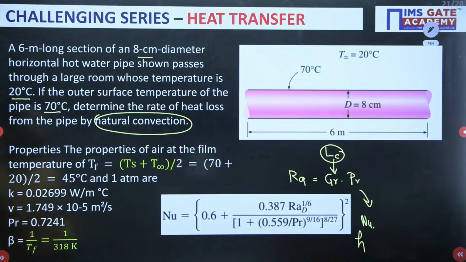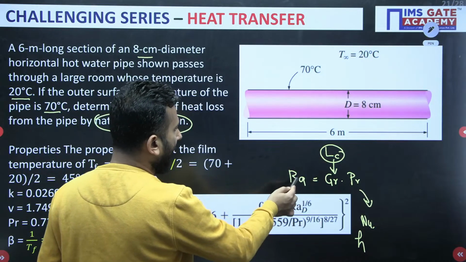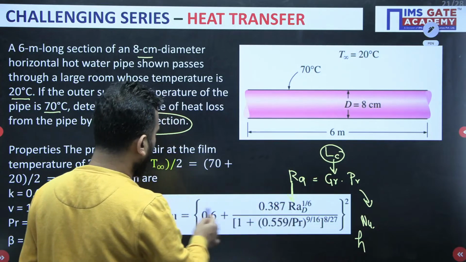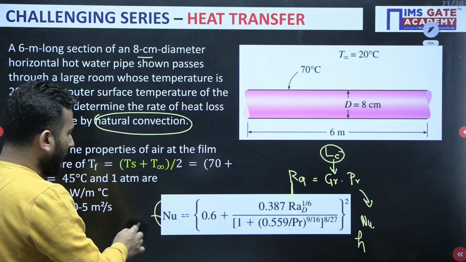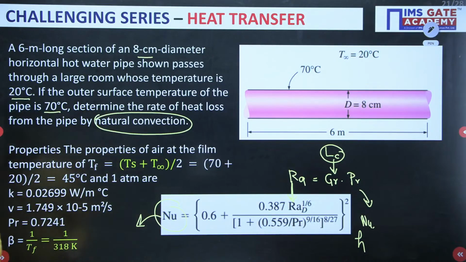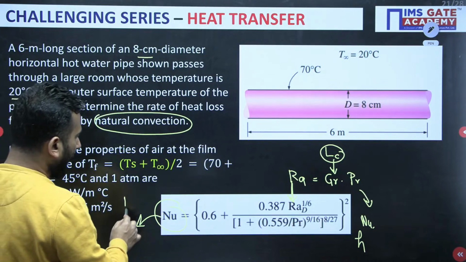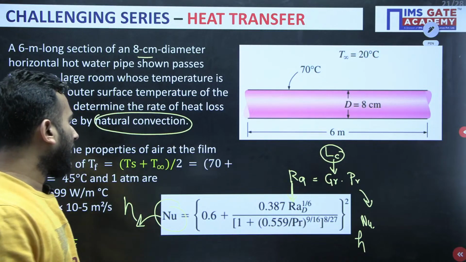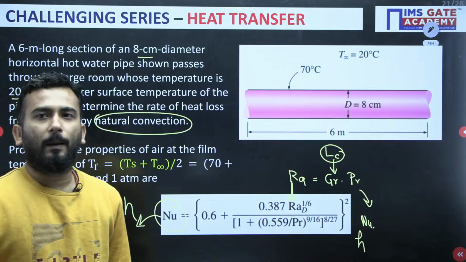Okay, so first LC, then Rayleigh number. When you substitute this Rayleigh number over here, you will get Nusselt number. Once you get Nusselt number, then you can find out the value of H. Once H is known, then you can find out the value of heat transfer.